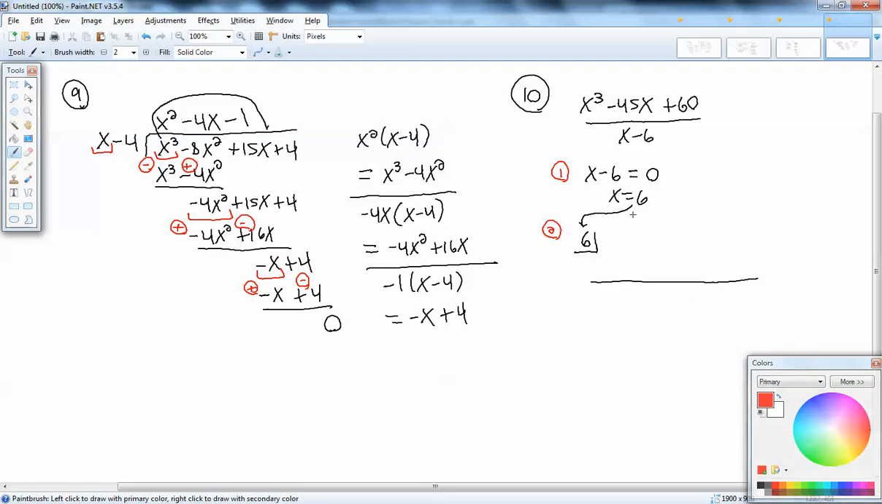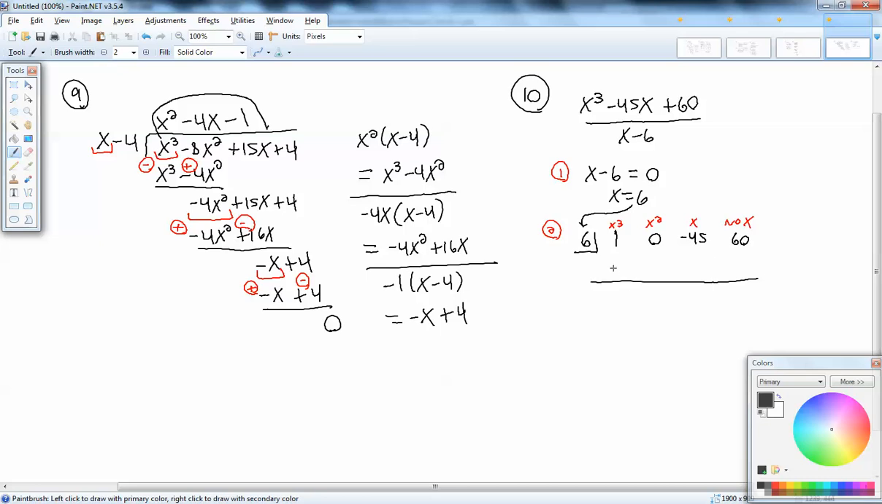Identify our largest power. Our largest power is x to the third, so real small, I'm going to write x to the third, x squared, x, and no x. You do not want to write those big at all. And we're going to write down the numbers in front of them. Well, there's an invisible 1 in front of the x to the third. There is no x squared, so that's 0. The x is negative 45, and the no x, our constant term, is 60.